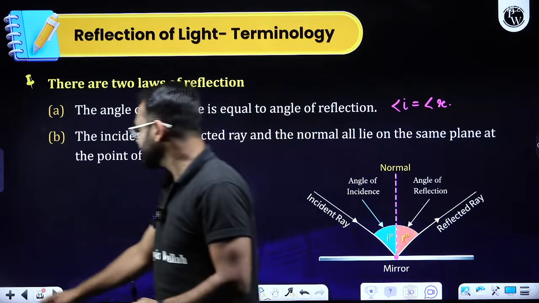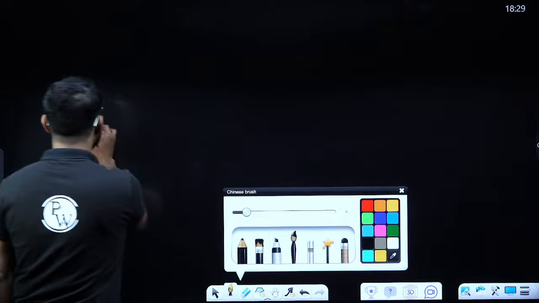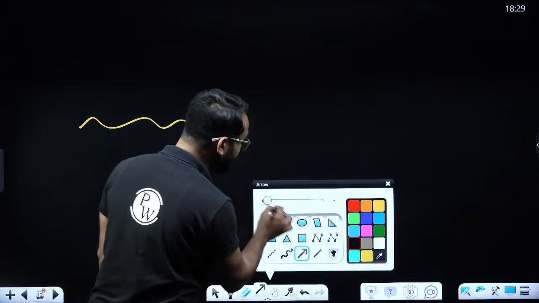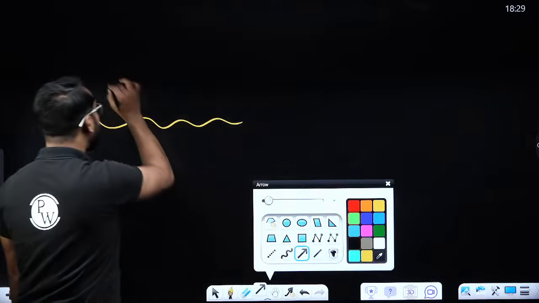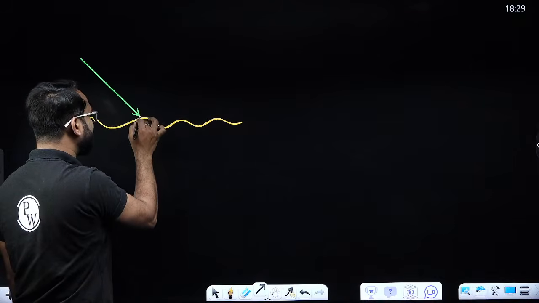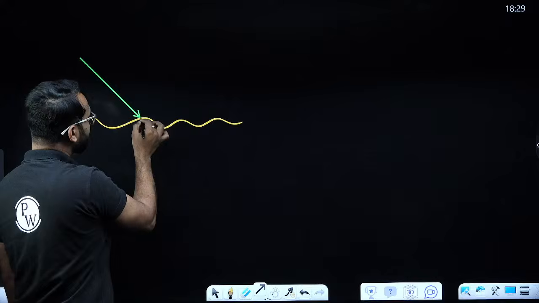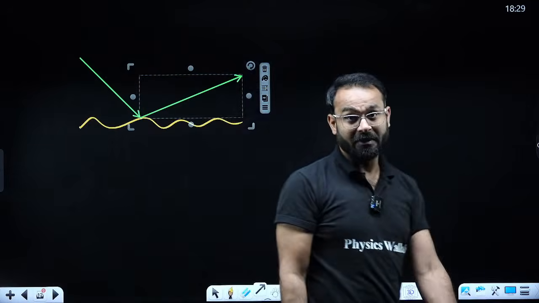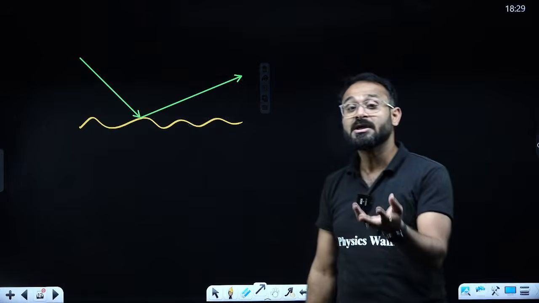Most of the students are getting confused. Sir, what if the surface is going to be rough? What if the surface is going to be curved? Let me give you an example about that. For example, you are having this kind of surface. Just listen to this very, very carefully. And the ray of light is striking over here. Maybe it is going to reflect like that. Maybe it is going to reflect like that because of the nature of the surface.